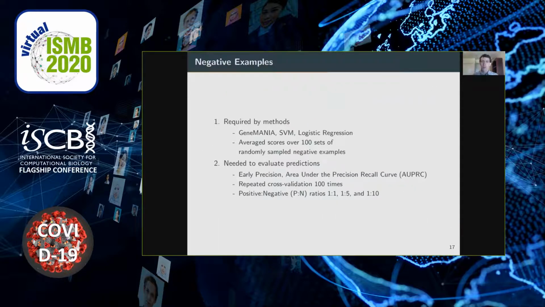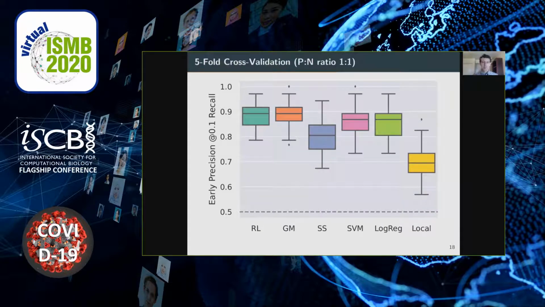While there are no known negative examples of human interactors of SARS-CoV-2, they were required by a few methods and to evaluate precision. So we took the simpler approach of sampling proteins uniformly at random from the network. And to ensure that the specific negative examples didn't play too large of a role for the algorithms, we averaged their scores over 100 sets of negative examples. And for evaluation, we repeated the cross-validation process 100 times and tested positive to negative ratios of 1:1, 1:5, and 1:10.